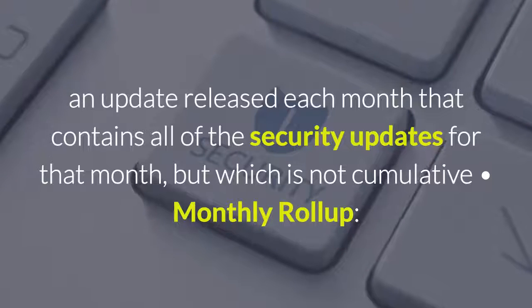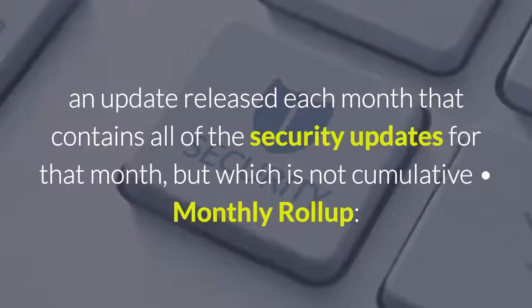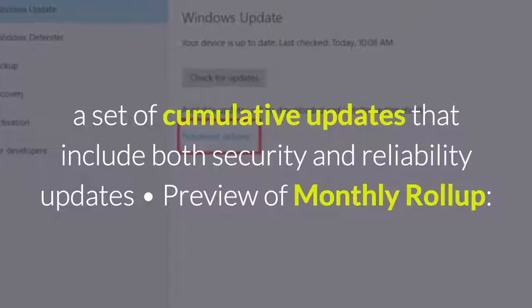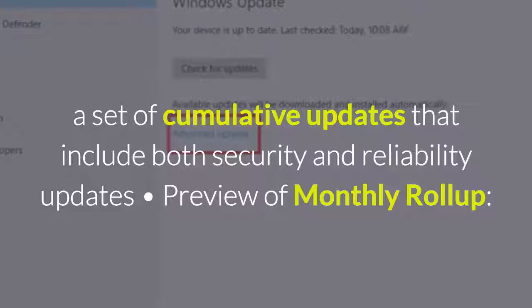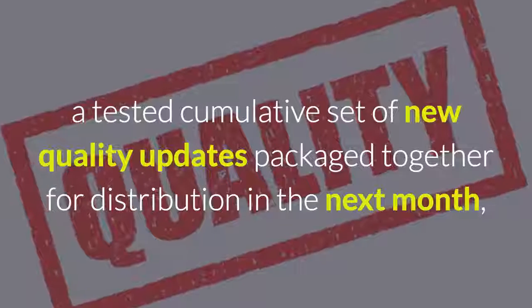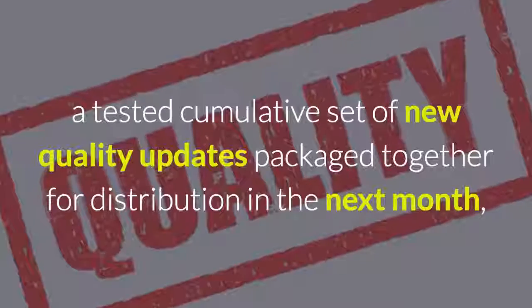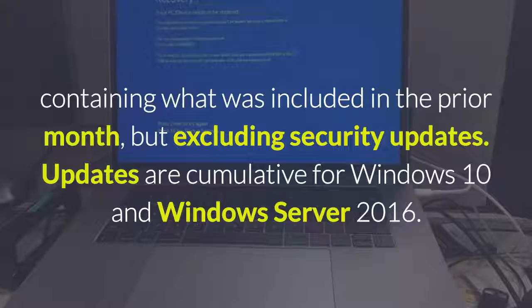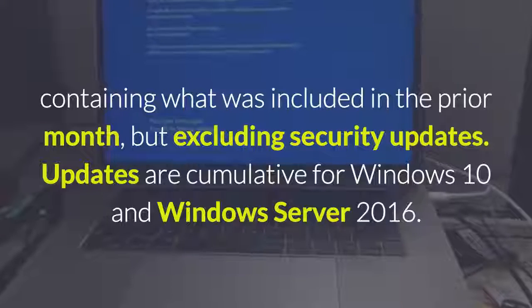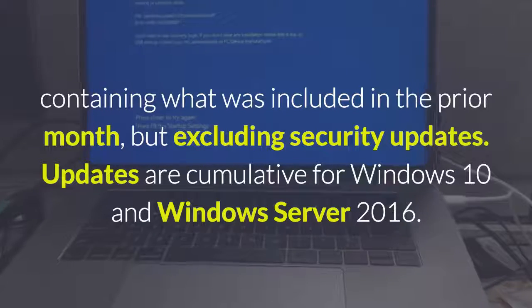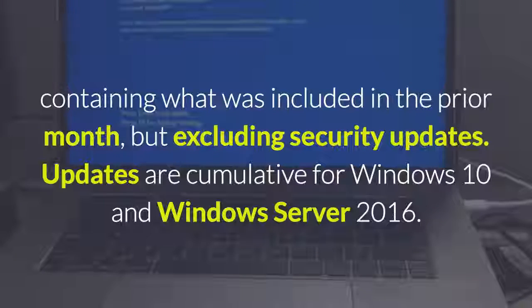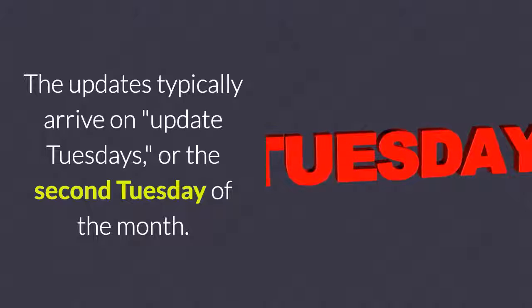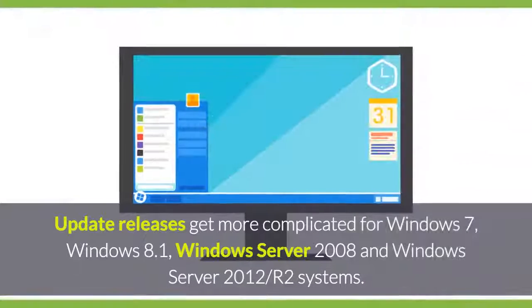Security only update, an update released each month that contains all of the security updates for that month, but which is not cumulative. Monthly rollup, a set of cumulative updates that includes both security and reliability updates. Preview of monthly rollup, a tested cumulative set of new quality updates packaged together for distribution in the next month, containing what was included in the prior month, but excluding security updates. Updates are cumulative for Windows 10 and Windows Server 2016. The updates typically arrive on Update Tuesday or the second Tuesday of the month.